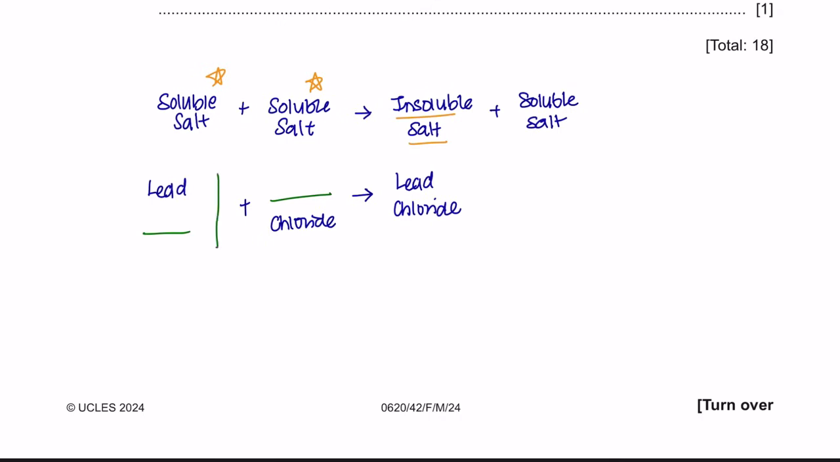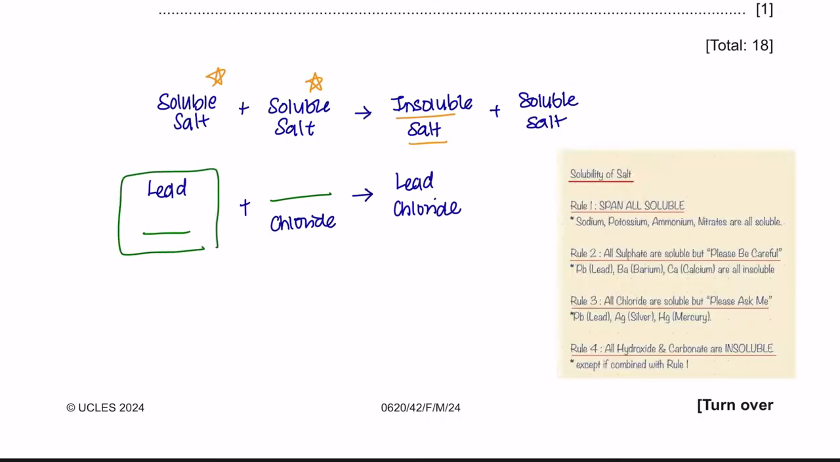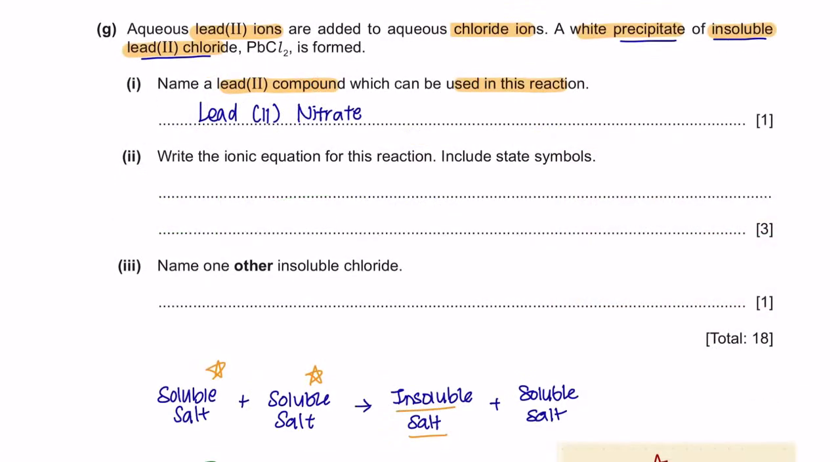And we're looking to find which lead compound this can be. Now, according to the rules of solubility of salts, all nitrates are soluble. So we can say that this here is lead nitrate. Next, part 2. Write the ionic equation for this reaction and include the state symbols.